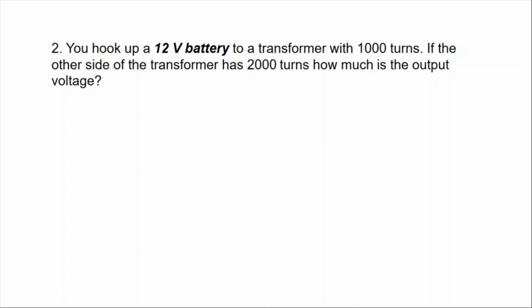Second question: you hook up a 12 volt battery to a transformer with 1000 turns. If the other side of the transformer has 2000 turns, how much is the output voltage? In this question you should be careful. Please see that it says a 12 volt battery, and we know that the current of batteries does not change with time, so there is a steady current in the battery. Transformers work only if there is an alternating current. So if you use a battery to step up or step down the voltage, it will not work. So the output voltage here will be 0.